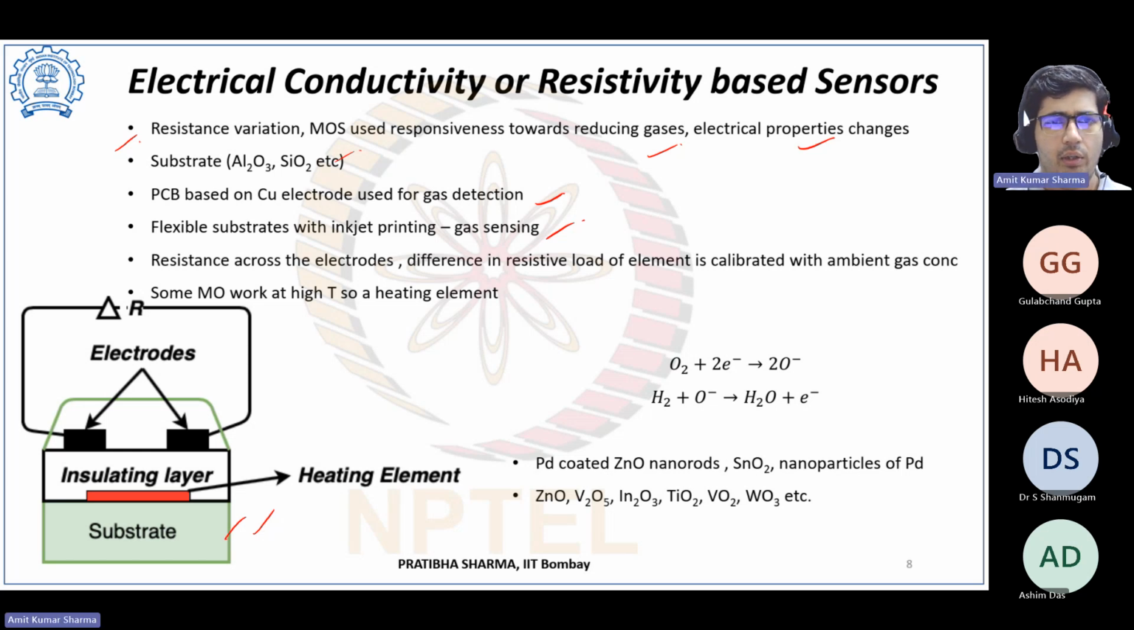The resistance across the electrodes and the difference in resistive load of the element is calibrated with the ambient gas concentration, so that you can know the concentration of hydrogen. Some work at high temperature with a heating element, so they are the reaction.